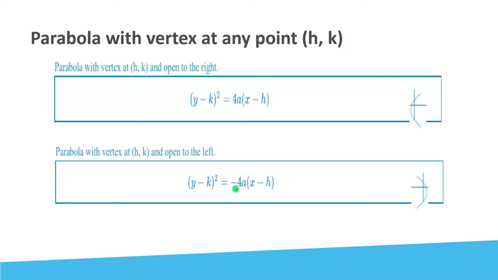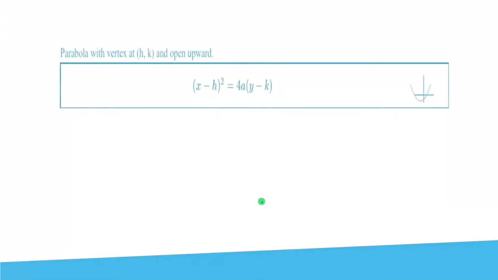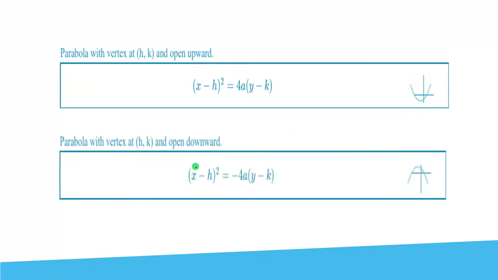If it opens upward, (x − h)² = 4a(y − k). Just like that. And if it opens downward, we have (x − h)² = −4a(y − k).